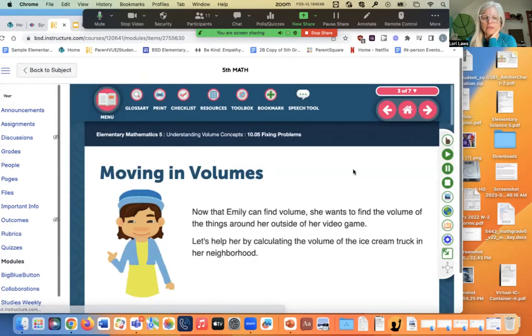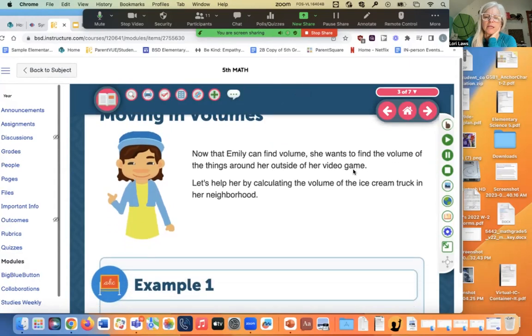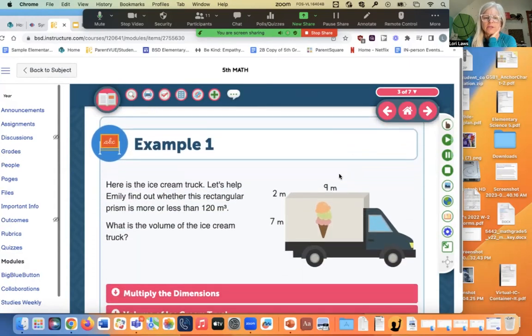So this is no different than what you've been doing, except that we're going to be in story problems. So here's an example. If you didn't have the picture of the ice cream truck, here is the ice cream truck. Let's help Emily find out whether this rectangular prism is more or less than 120 cubic meters.